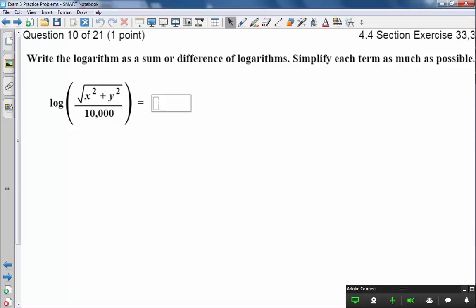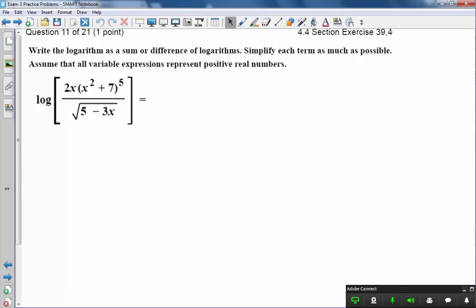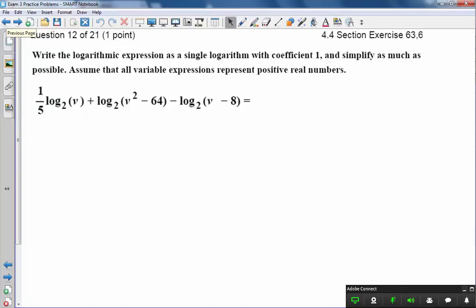Well, it looks like I went back. Why am I going back? Okay. This one is opposite. There are 3 pieces of logarithms. You're going to make 1 big logarithm out of it.